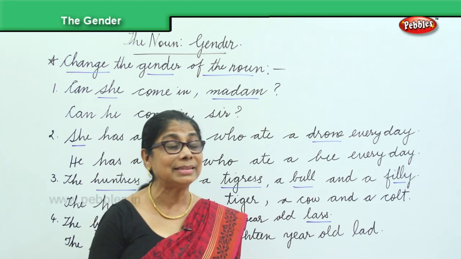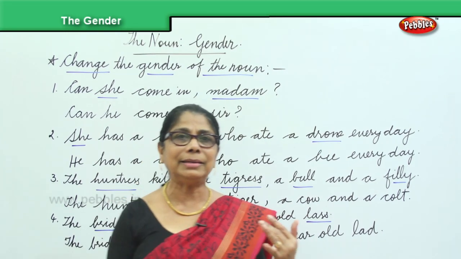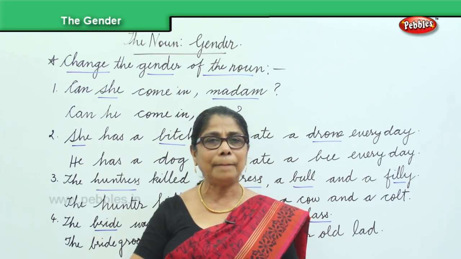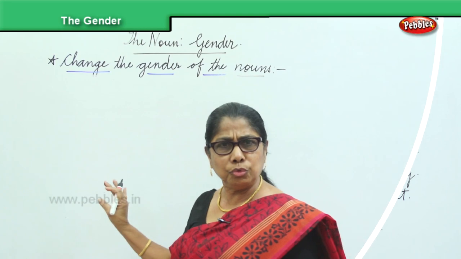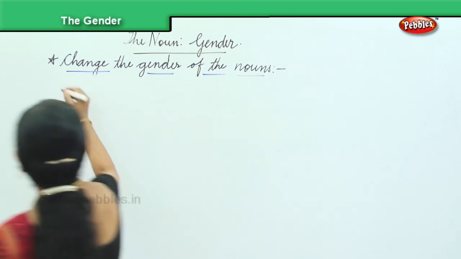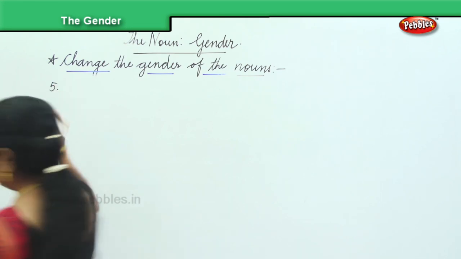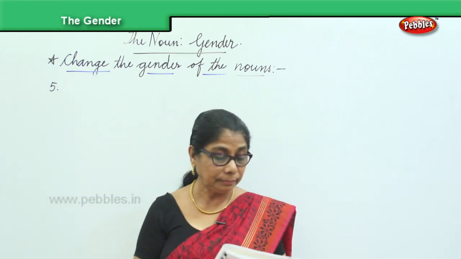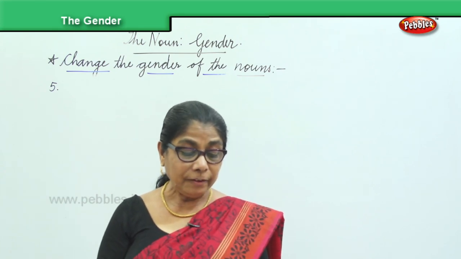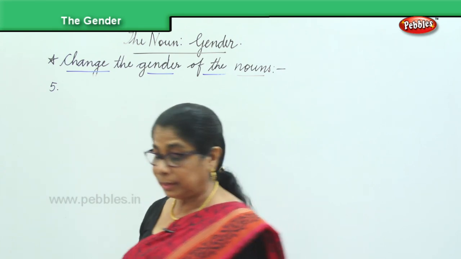We'll do some more sentences so that we get practice of changing the feminine to masculine, masculine to feminine. We have to do some more sentences for better practice. Okay, here. The leopard carried away the fisherwoman's child.